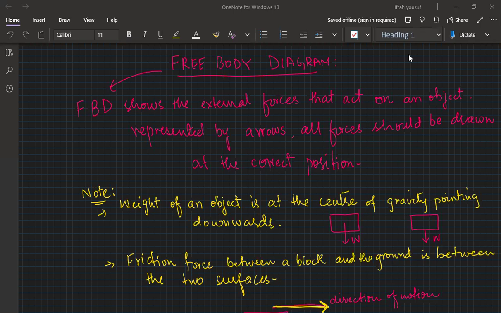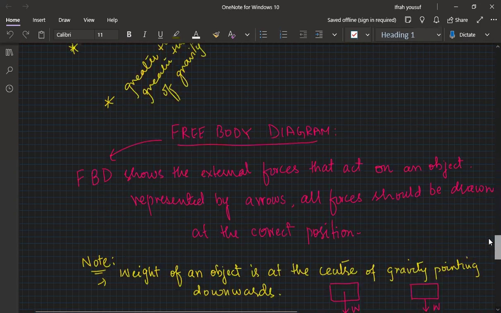Assalamu alaikum. Today we will be discussing some concepts of forces. So let's have a quick review of the previous concept that we studied in the last classes.